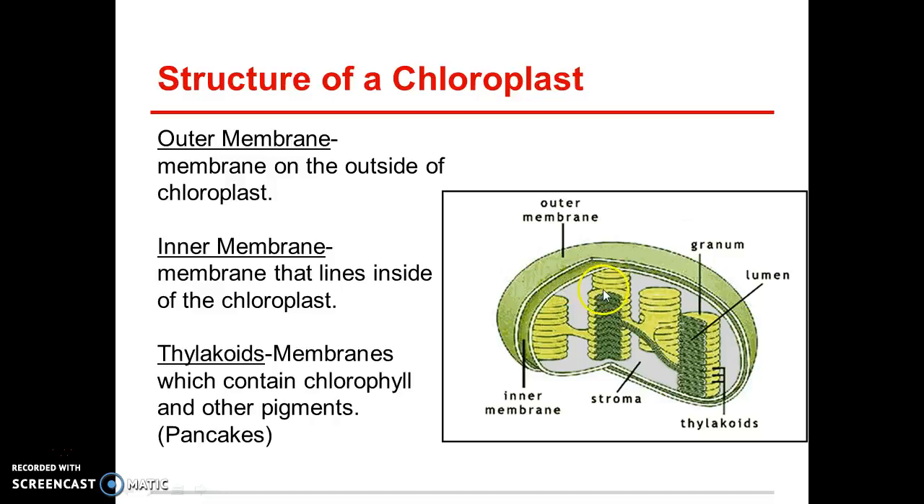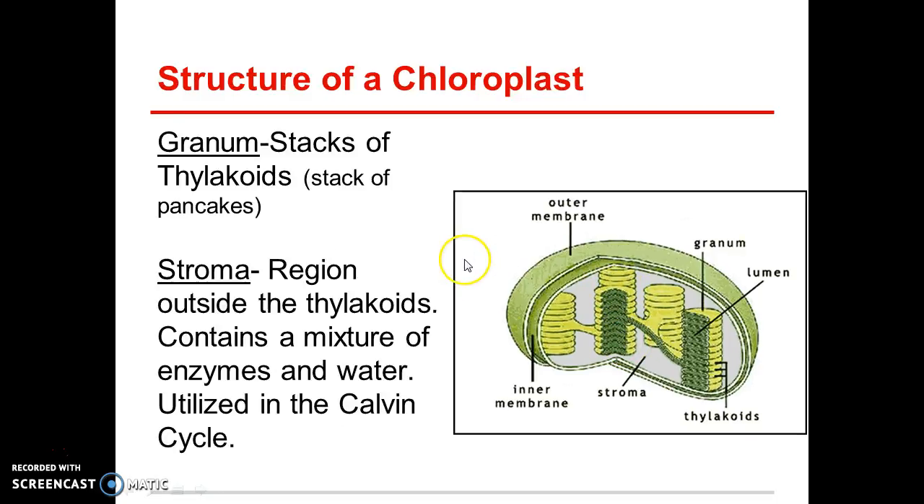Thylakoid is a membrane, this pancake right here, that contains chlorophyll. Chlorophyll is found in these little discs and other pigments as well. These are the little pancakes in the stack of pancakes. Granum is the whole stack. Okay, each individual disc is a thylakoid. A stack of them is granum.